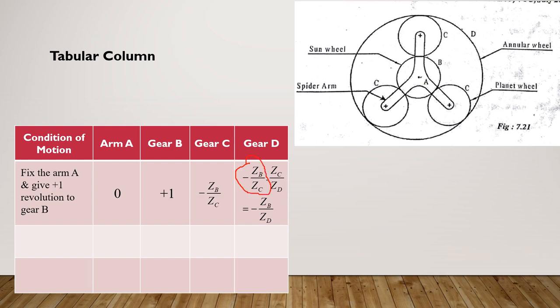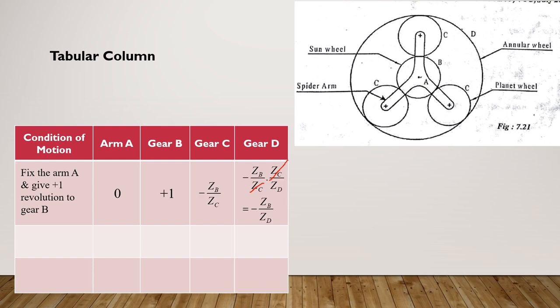Next pair is C and D. They are having internal mesh. So C is the driver for D. So it will be ZC divided by ZD. Since you have internal meshing, there is the same direction of rotation, so no need of putting a negative sign. Clear? So multiply these two relations, ZB by ZC into ZC by ZD. Here ZC gets cancelled. Negative times positive is negative, so what remains is minus ZB by ZD. This is the first step.